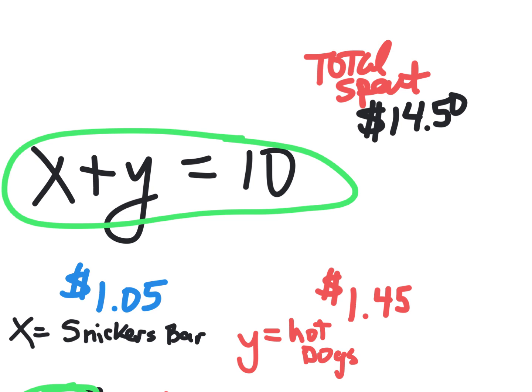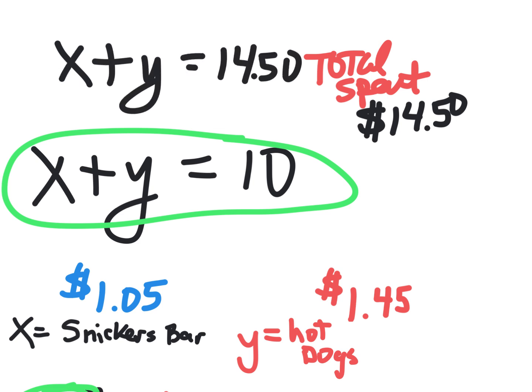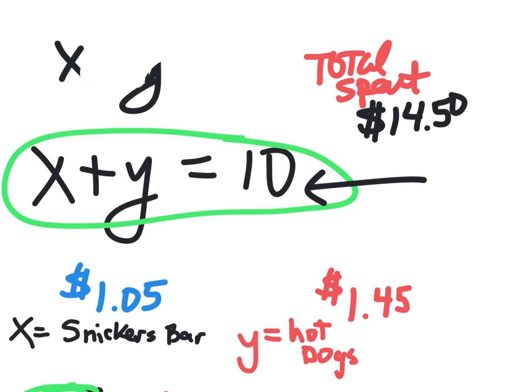Now, hint. The other equation must involve $1.05, $1.45, and $14.50. Because I gave you that info and we got to put it somewhere. Here's a common mistake answer. X plus y is $14.50. No. X plus y was 10. X plus y can't be something else. I think once you see this a couple times, it won't be that bad.